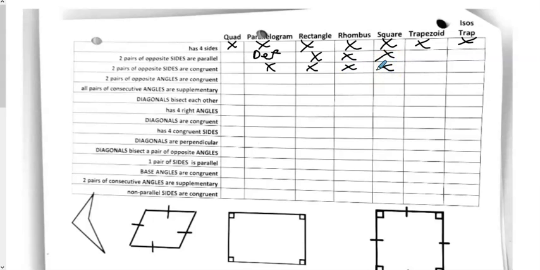Okay? The two pairs of opposite angles are congruent. Opposite kind of diagonal angles, okay, they're congruent. There's going to be also these four right here. All pairs of consecutive angles are supplementary, meaning they add up to 180. Consecutive means the next angle, as if you were walking around the shape.